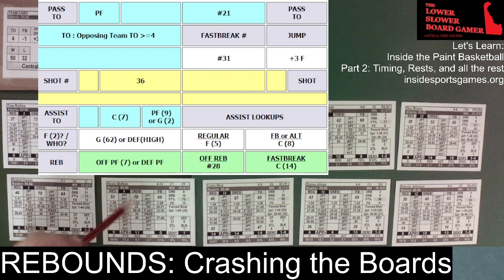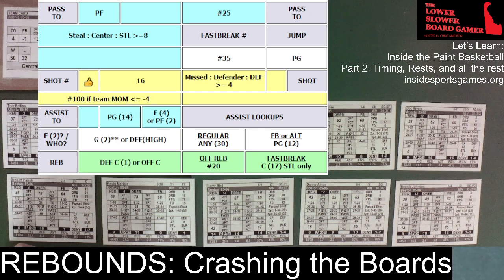Now we have another instance here where the offensive rebound is going to be the offensive power forward. If he has an offensive rebound rating of 7 or greater, Kevin McHale, power forward, his published offensive rebound rating is 8. So we are going to be doing an offensive rebound with McHale. That is going to be number 28 on his card, which is going to be a 2-point shot. Now, for a regular one, he needed a 52 or less to make a 2-point shot. For an offensive rebound, he needs a 78 or less. So you're going to go ahead and flip the card.